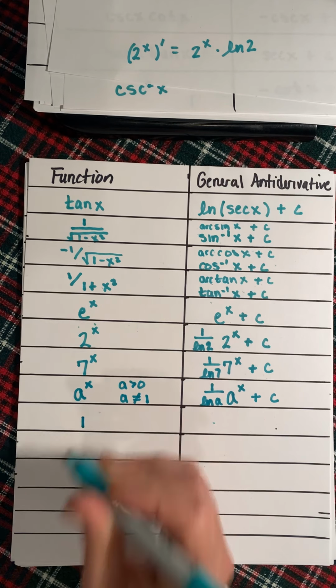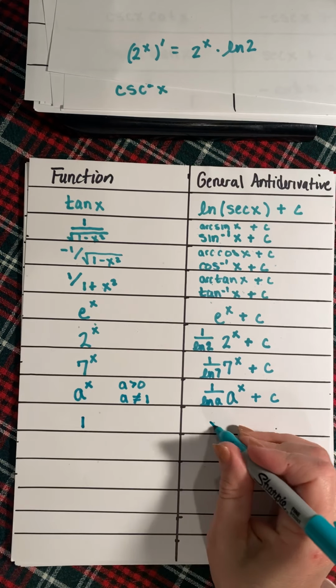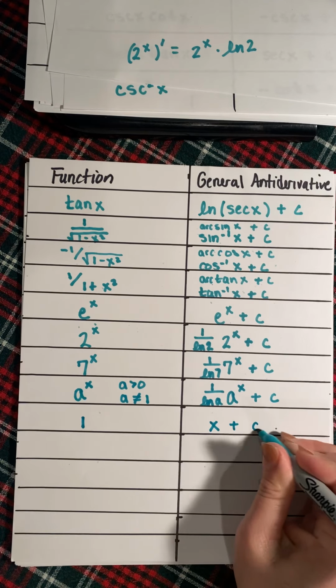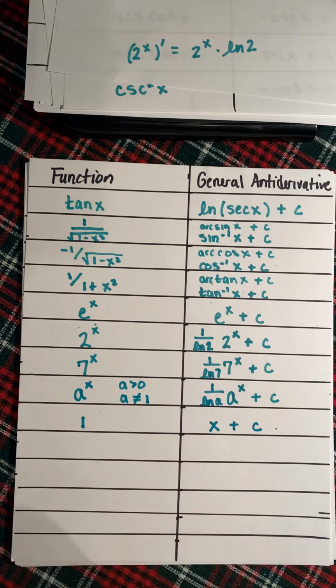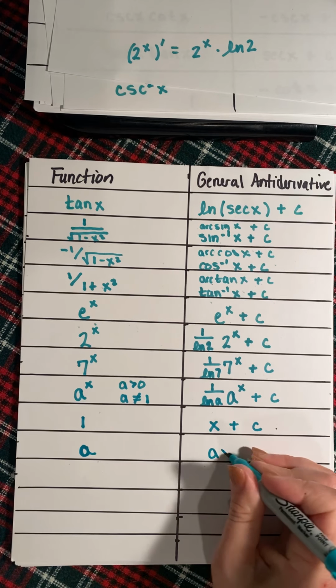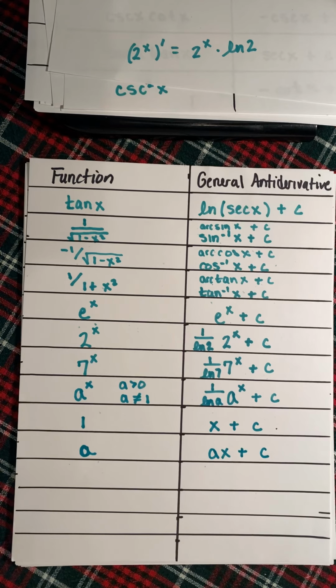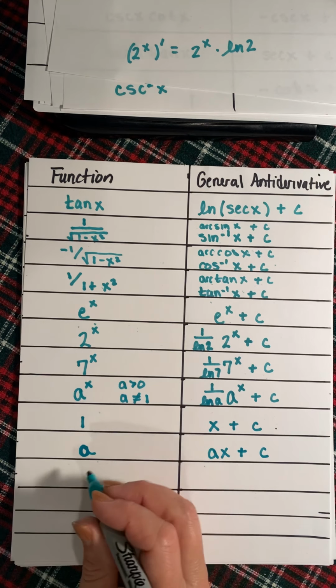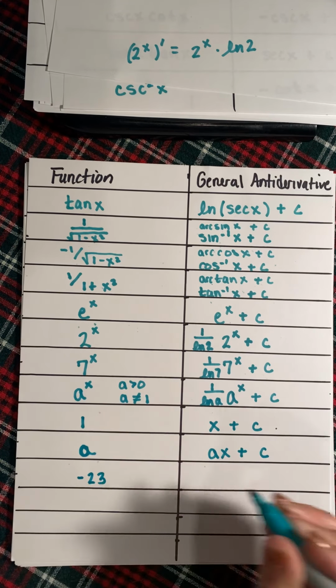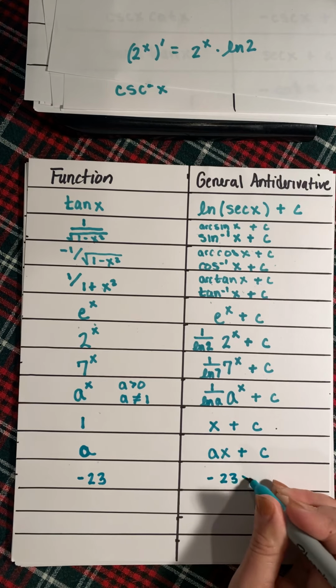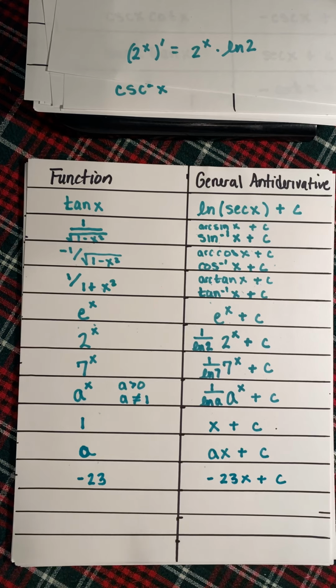The antiderivative of 1, well, what function's derivative is 1? x plus any constant. For any constant a, the antiderivative would be ax plus c. The antiderivative of negative 23 would be negative 23x plus any constant c.